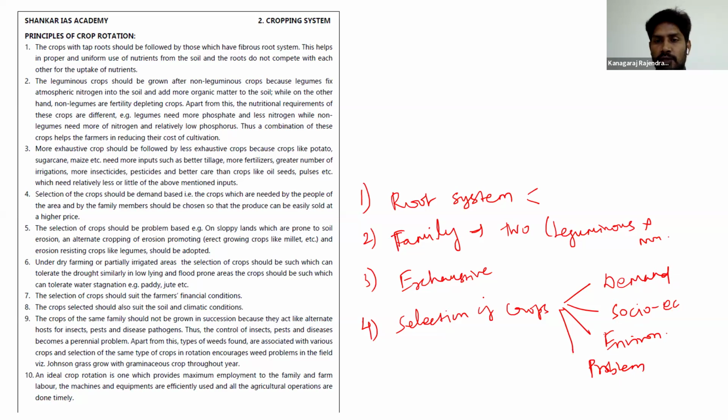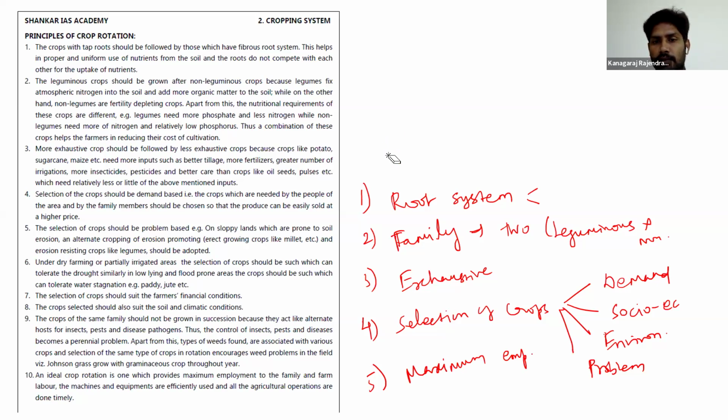So there are 7 principles already we have covered. Then one more principle you can say, the ideal crop rotation should provide maximum employment to the farming community, maximum opportunity, right? So this is the way you have to make the short notes. So 8 points are covered in these short notes.